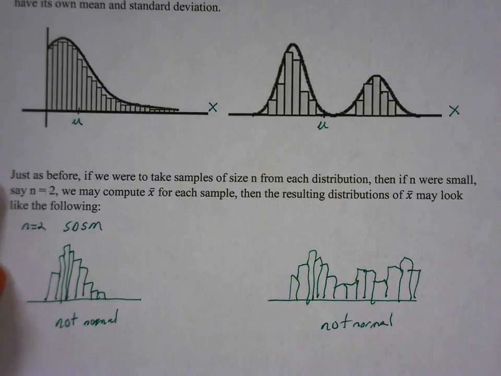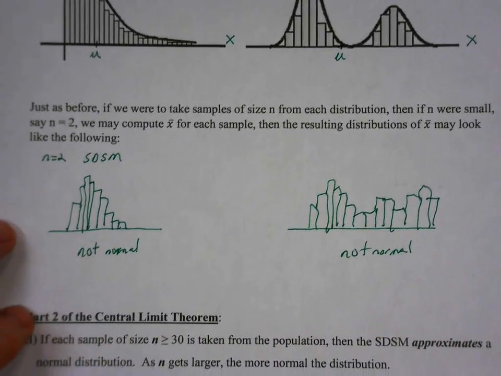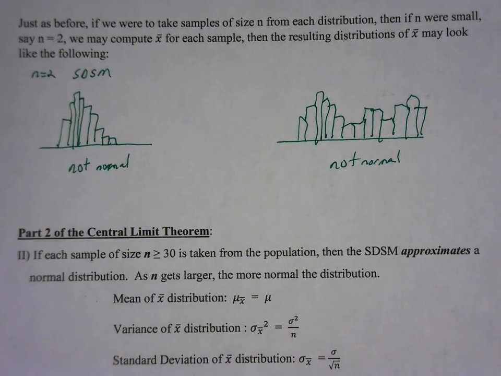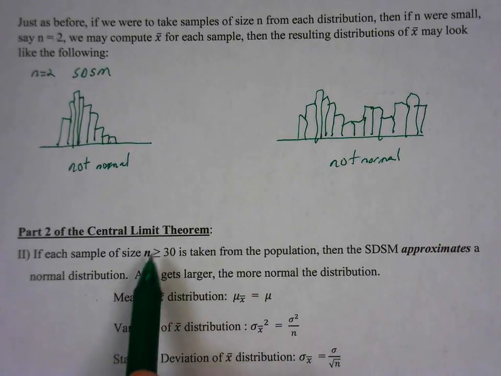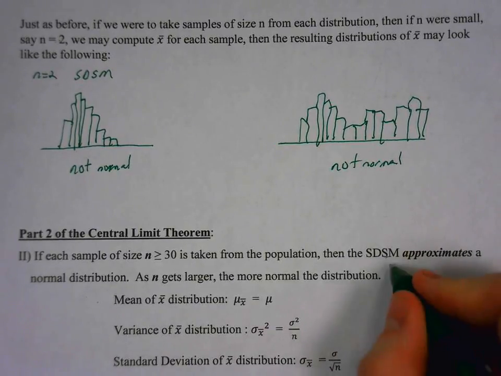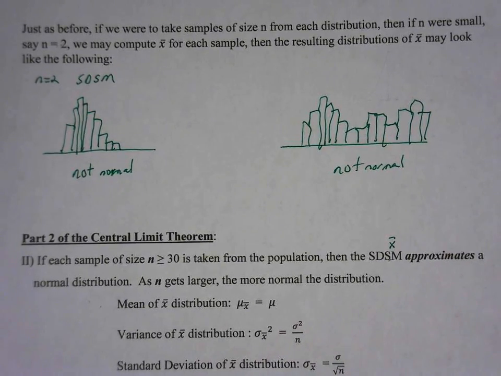So part 2 of the central limit theorem gets into the idea that if you took a large enough sample size from the population and did this resampling, then the sampling distribution of x bar will approximate a normal distribution. And if you go back and look at that video, you would see that when n was 25, we ended up getting an approximately normal distribution, no matter what kind of distribution we started with.